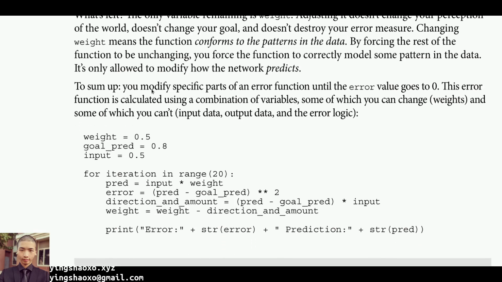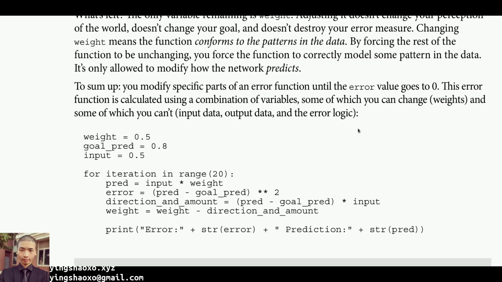To sum up, you modify specific parts of an error function until the error value goes to 0. This error function is calculated using a combination of variables, some of which you can change, for example the weights, and some of which you can't, for example the input data, the output data, and the error logic.